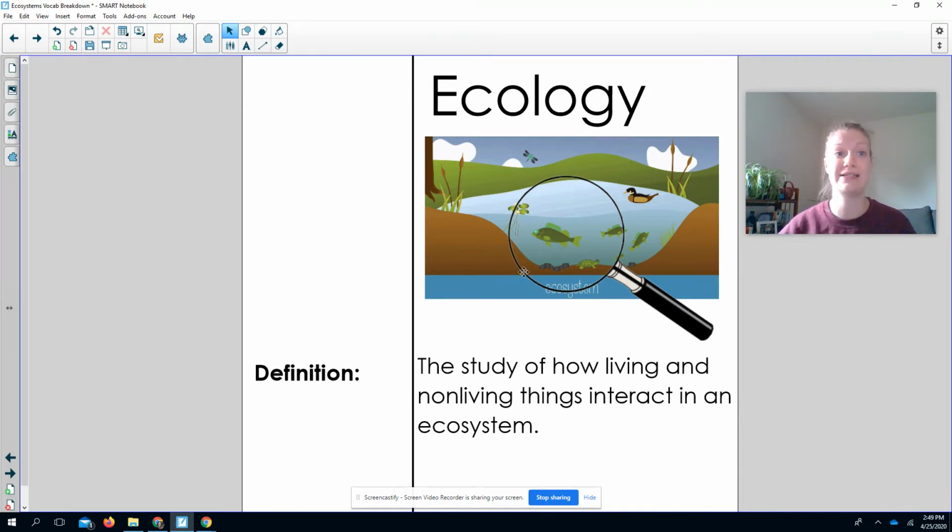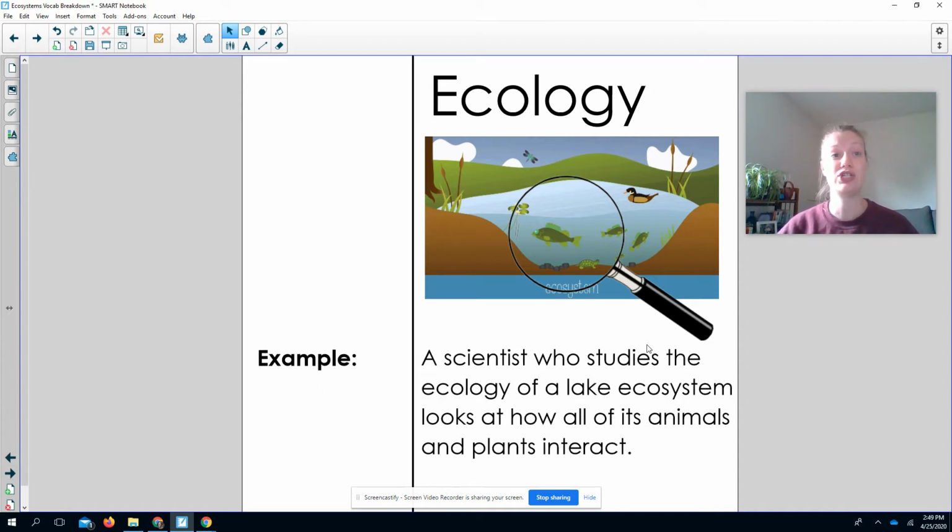Interact is all of the ways that they either get along, don't get along, eat each other, use each other, all of those things. We'll get much more into that over the course of this unit. An example of ecology might be a scientist who studies the ecology of a lake ecosystem and looks at how all of its animals and plants interact, as well as with the non-living factors such as the water, the temperature, the acidity of the water, and a lot of other factors. There's so many different factors that go into each type of environment.